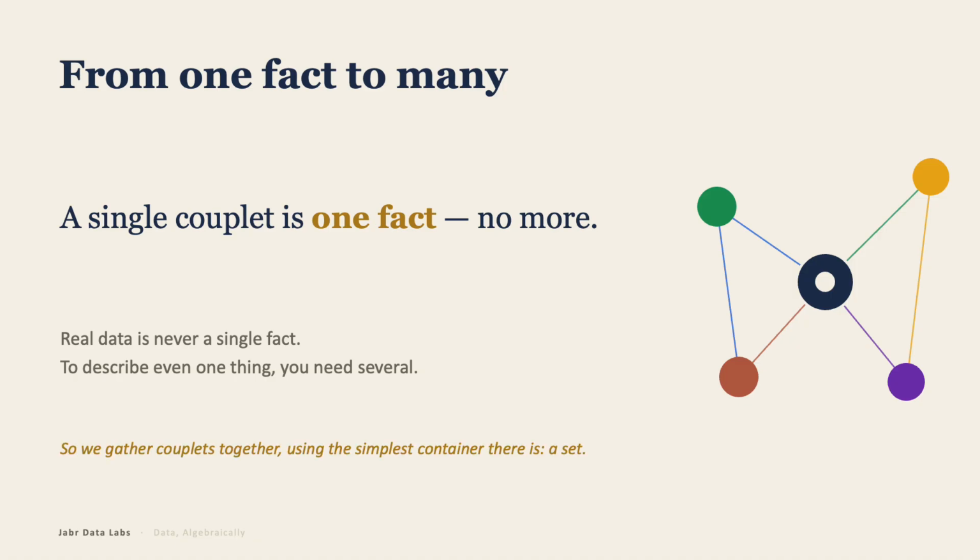Let me recap the couplet in one breath. It is an ordered pair, A arrow B, one directed fact, a value on the left, its usage on the right. Now, a single fact rarely tells you anything useful. To describe even one person, you need several facts at once, their name, their birth year, what they did, and so on. So the natural next move is simply to gather couplets together. And here is the pleasant surprise. We don't need any new machinery to do it. We already have the perfect container from set theory, the set. Put couplets in a set, and you have built a relation.